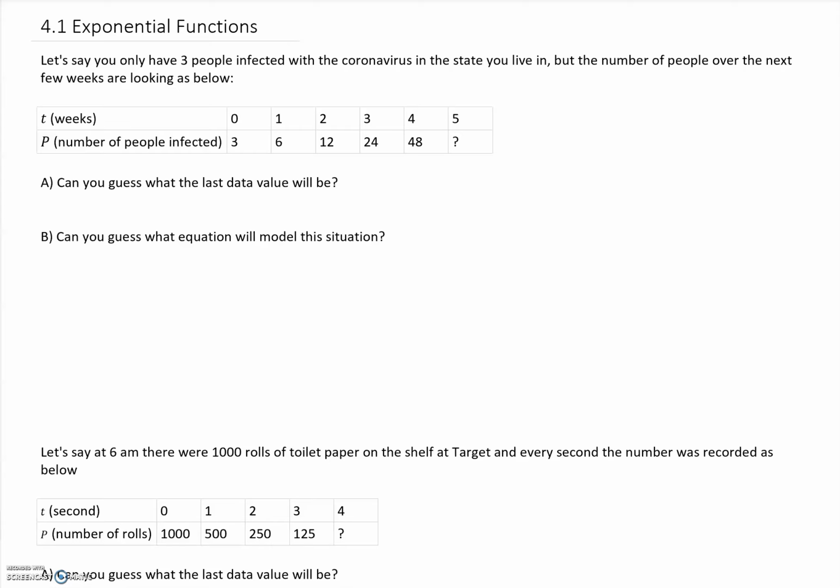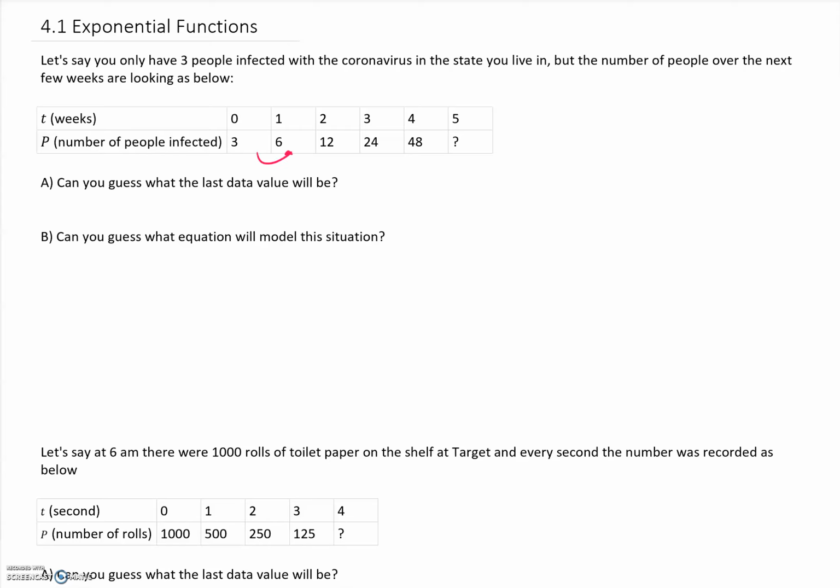So initially, there were 3 people infected, and then in the next week, there were 6. Next week, 12. The following week, 24. And by the end of the month, there were 48 infected. So based on that pattern in the table, can you guess what the last item should be?